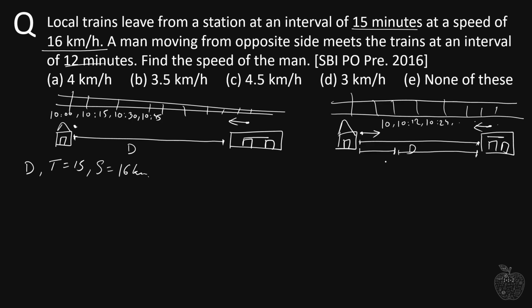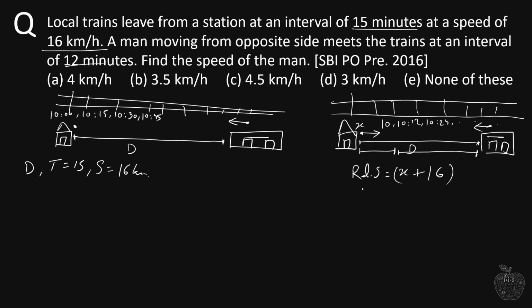So that means the relative speed here will be, understand, whenever two objects are moving in the opposite direction or approaching each other, we add the speeds of both objects to get the relative speed. In the question, we are asked to find the speed of the man. So let's assume the speed of the man is x kilometers per hour. Your relative speed will be the addition of both speeds, which is x plus the speed of the train, 16.